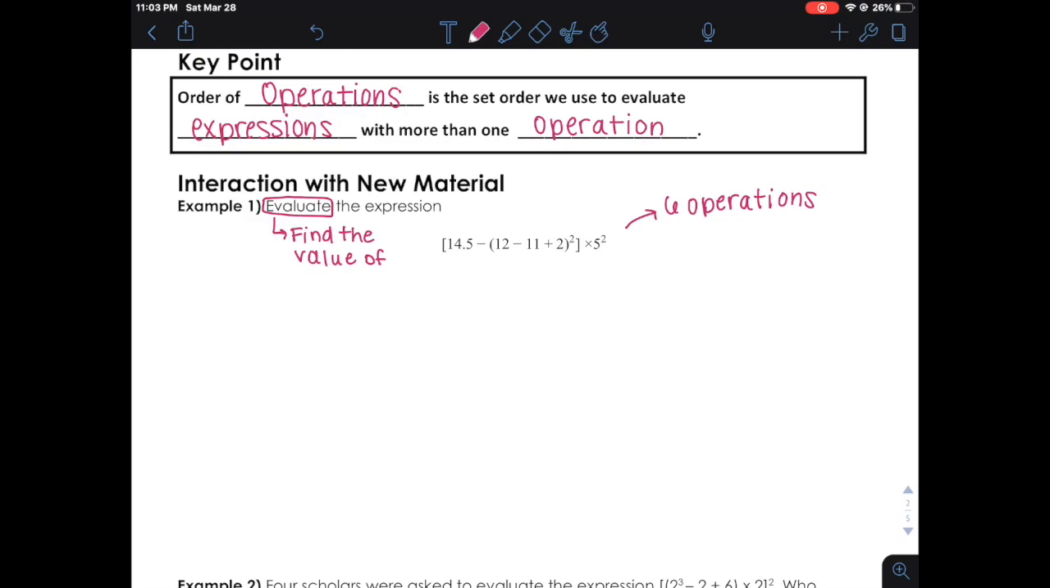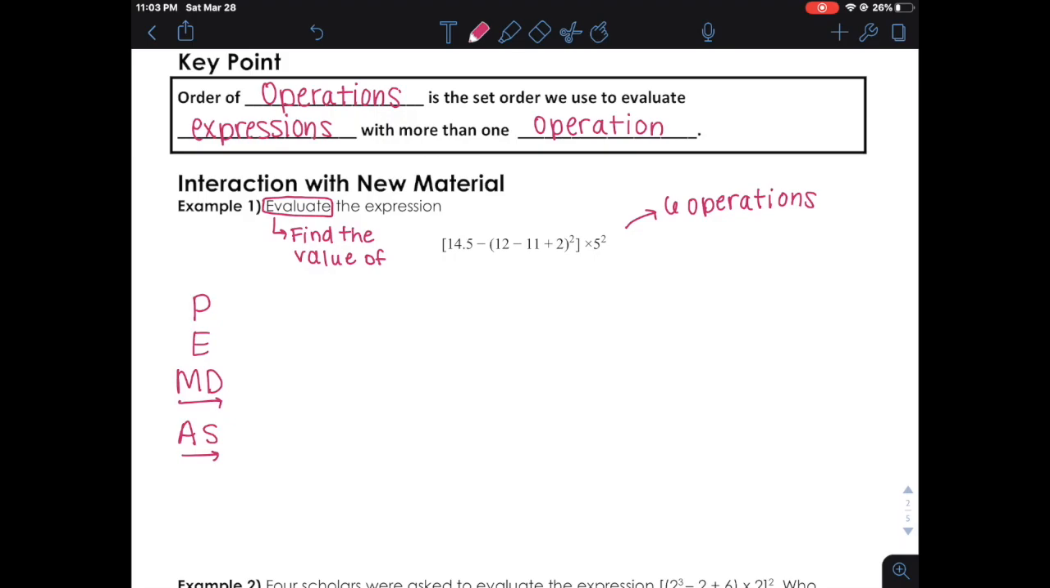So again, I'm going to get my cheat sheet over here ready to help remind myself of the order and the importance of the addition and subtraction step, as well as the multiplication and division step. All right, so let's get started.